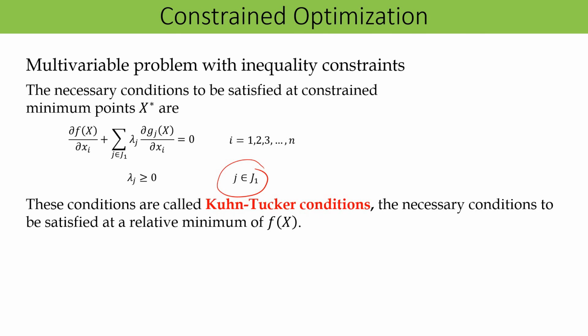Okay, so these conditions are called the Kuhn-Tucker conditions, and that is the necessary condition to be satisfied at a relative minimum of f(x). Again, this is not the sufficient condition, but it is a necessary condition of optimality for a constrained optimization problem having inequality constraints. But again, what we have done is for the active constraints. Please remember, this is for the active constraints.